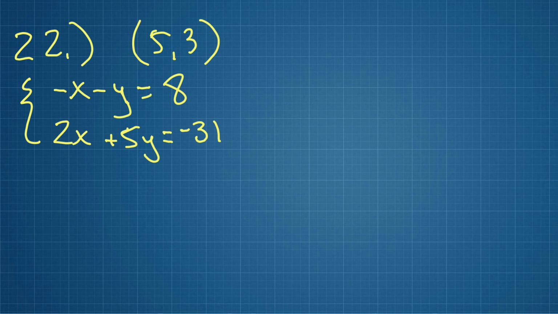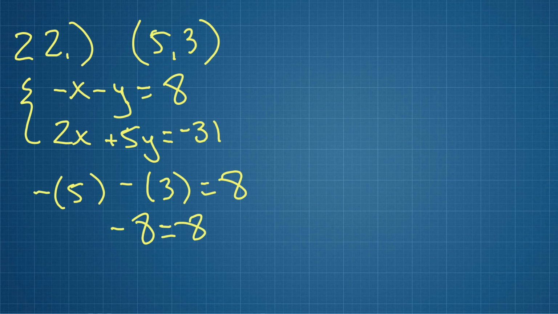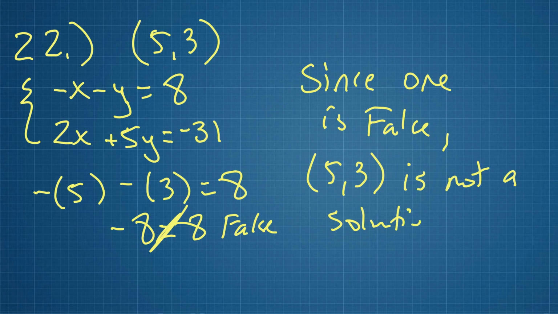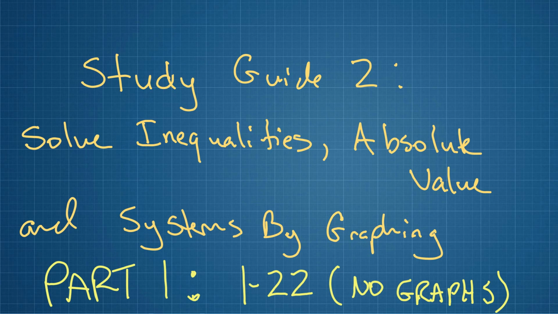All right, number 22, the ordered pair is 5, 3. I'm going to check negative x minus y. So I'm going to say the opposite of 5 minus 3, does that equal 8? -5 minus 3, that is -8, does not equal 8, so that's false. So you don't even have to check the second one. As soon as I get one false, I say, since 1 is false, (5, 3) is not a solution. And you're done. Alright, that finishes part 1.